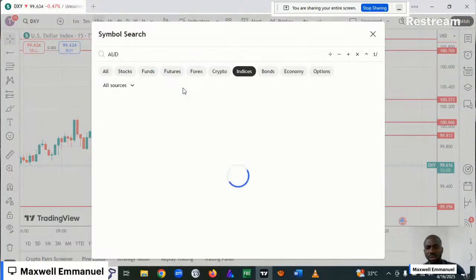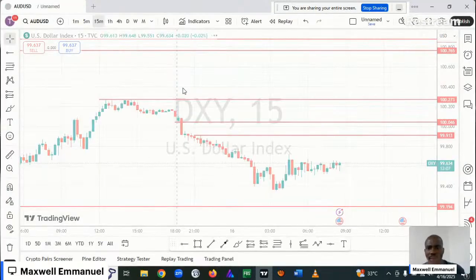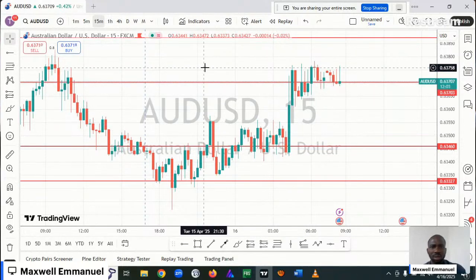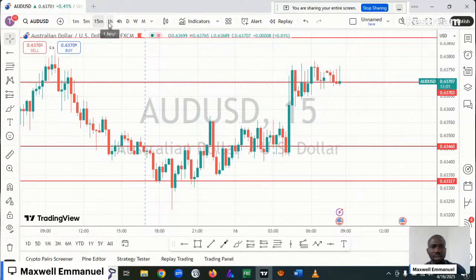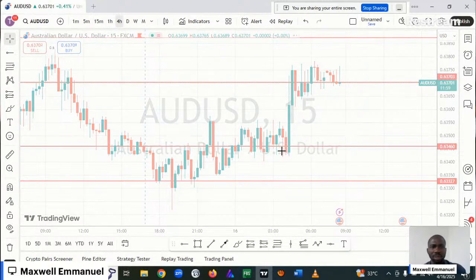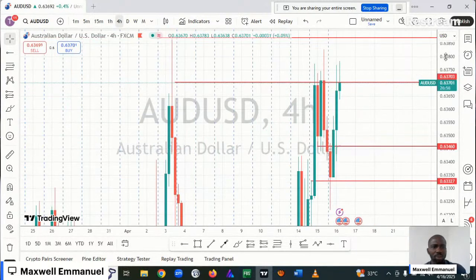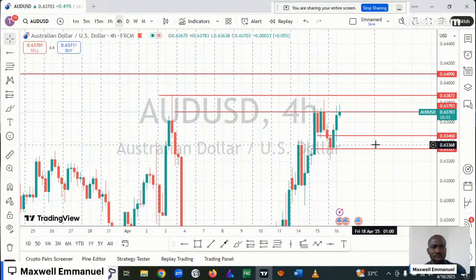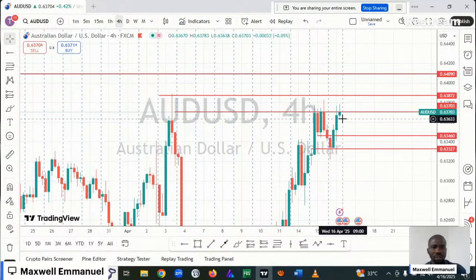Australian dollar, USD. Buyers are still bullish on Australian dollar, USD, but price might pull back. Price might pull back, probably to fill a fair value gap it created.